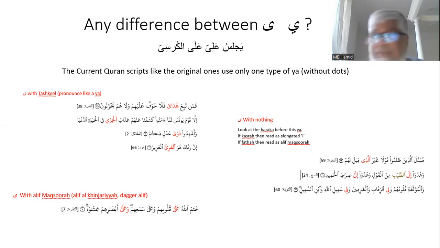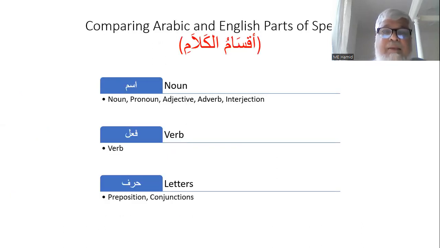We haven't started yet. We're just preparing ourselves. The next topic is the parts of speech in the Arabic language, aqsamul kalam. In English, we have really seven or eight parts of speech: noun, pronoun, adjective, adverb, interjection, verb, preposition, conjunction. One, two, three, four, five, six, seven, eight.